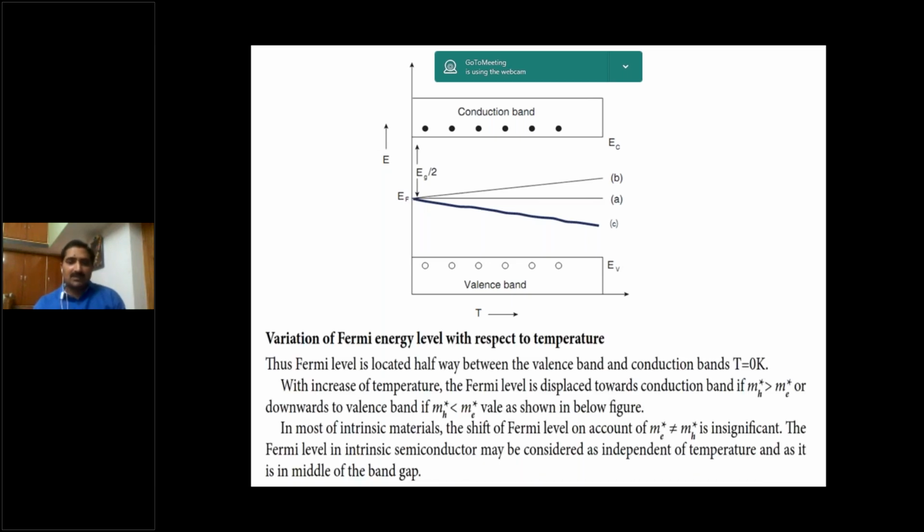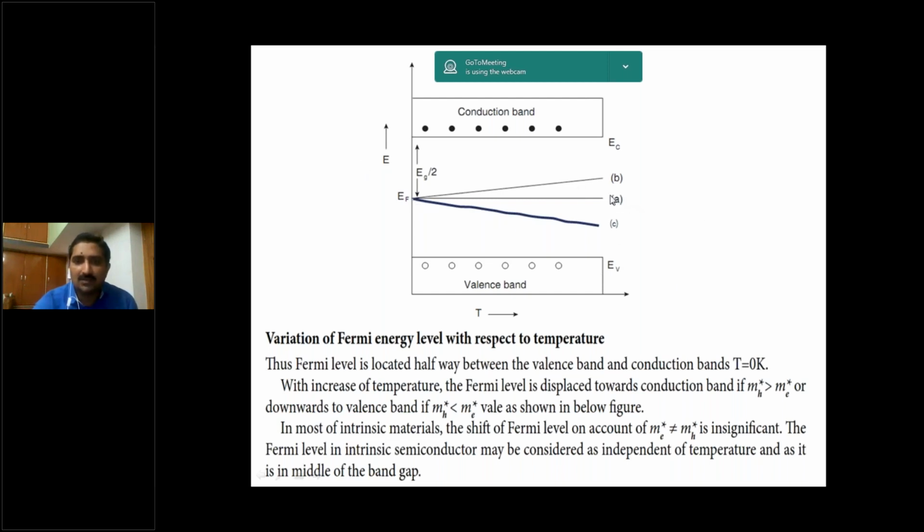With increase of temperature, what happens? What happens if temperature increases? The Fermi level is displaced. That means the Fermi level Ef is displaced towards the conduction band. With increasing temperature, Ef goes upward if Mh star is greater than Me star, or downwards. That means this Fermi level goes. This is C. Upward means B.